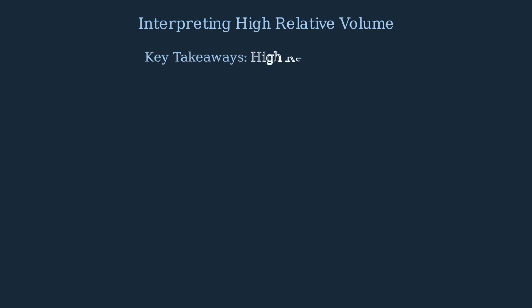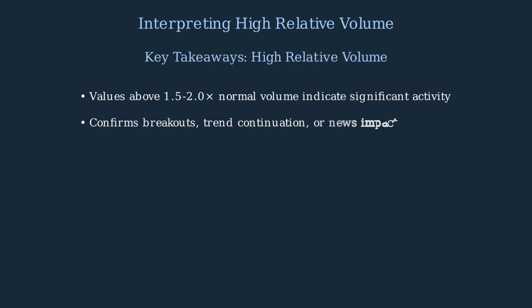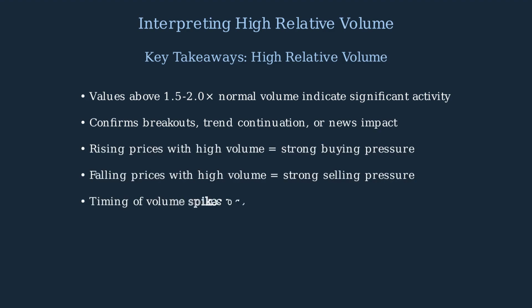To summarize what we've learned about high relative volume, readings above 1.5 to 2 times normal volume indicate significant market activity. This activity confirms breakouts, trend continuation, or news impact. Rising prices with high volume reveal strong buying pressure, while falling prices with high volume demonstrate strong selling pressure. And finally, the timing of volume spikes provides additional context for market interpretation.